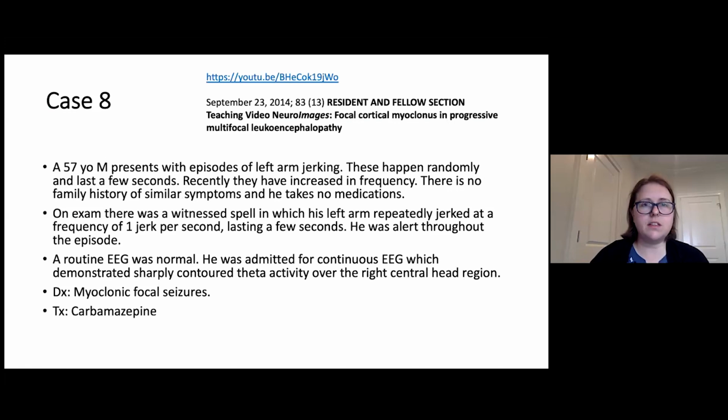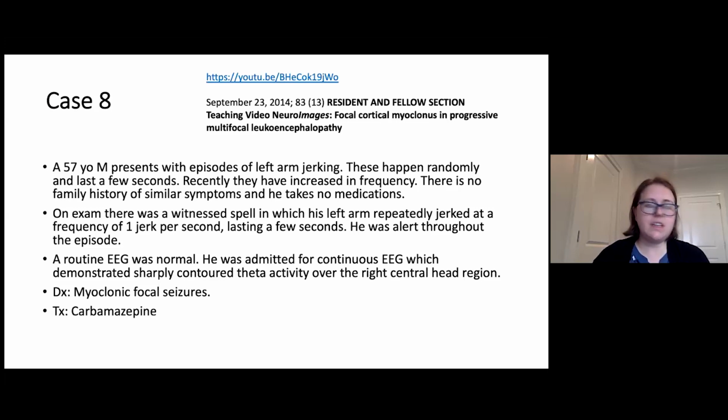Okay, so we're down to the last few cases, again, just to highlight the different hyperkinetic movement disorders. So case 8 is a 57-year-old male who presents with left arm jerking. These jerks happen randomly and last a few seconds. Recently, they've increased in frequency. There's no family history of similar symptoms, and he takes no medications. On exam in the office, he had a witnessed spell in which his left arm repeatedly jerked at the frequency of 1 jerk per second, lasting a few seconds. He was alert throughout the episode.